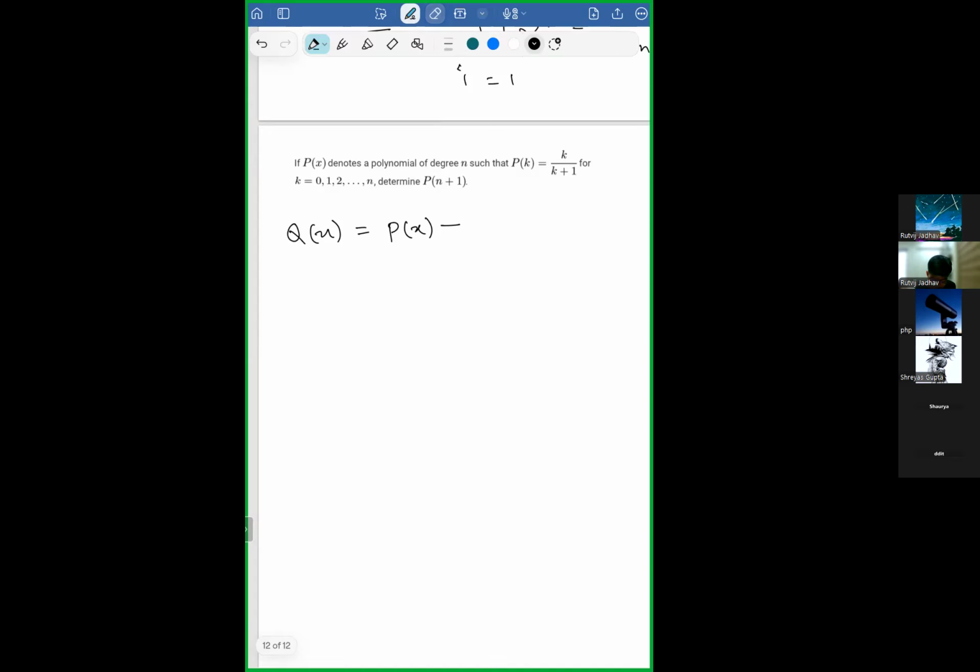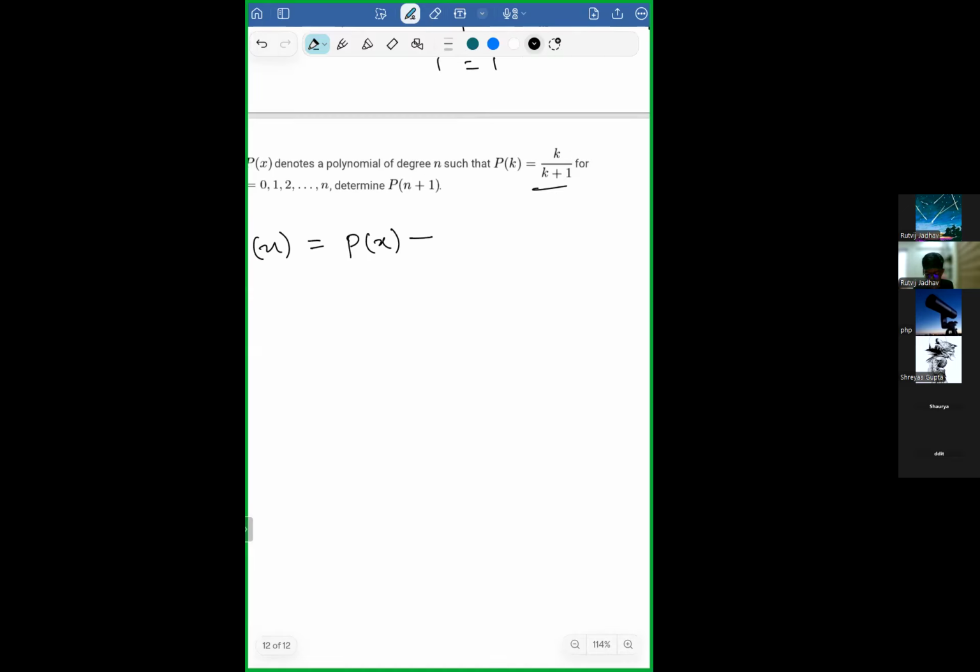See, so your idea was not wrong. The thing is that there is a k plus 1 here, right? So you want to get rid of this denominator and then define a new function. The idea of defining a new function is absolutely correct. Can we multiply the entire thing by k plus 1? So it will be a polynomial then.